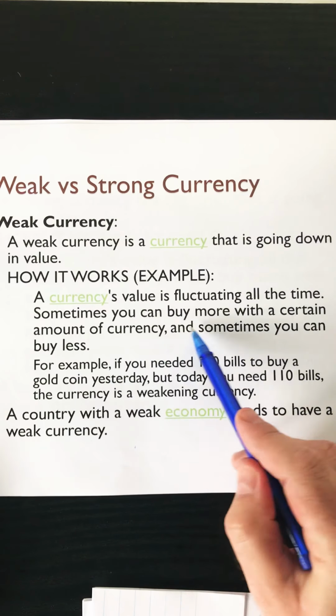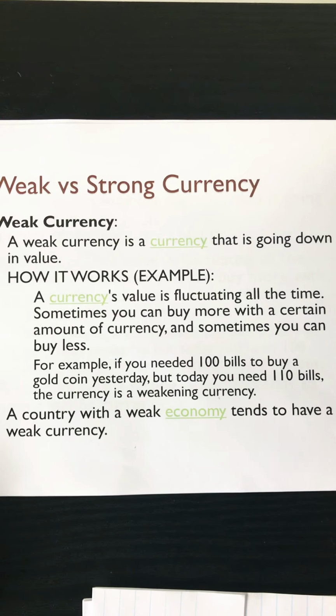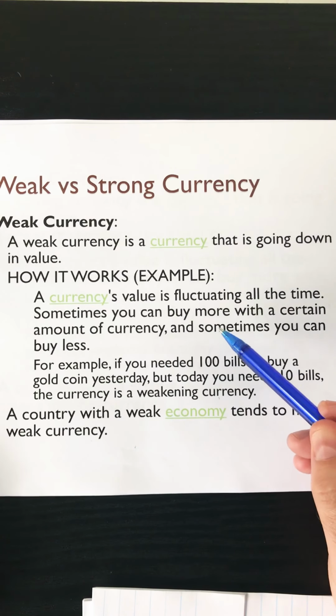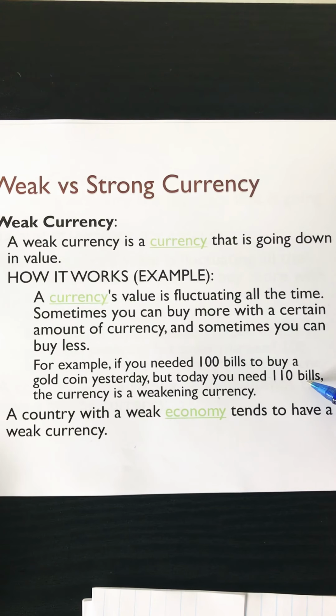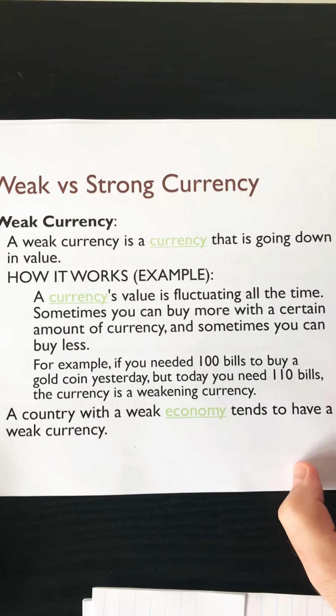So sometimes you can buy more with a certain amount of currency, and sometimes you can buy less. If you needed 100 bills to buy a gold coin yesterday, but today you need 110 bills, it means that that country's currency is weakening. In other words, when you have to give up more units of a currency to gain another, we say that that currency is decreasing in value. Countries with a weak economy tend to have weaker currencies.